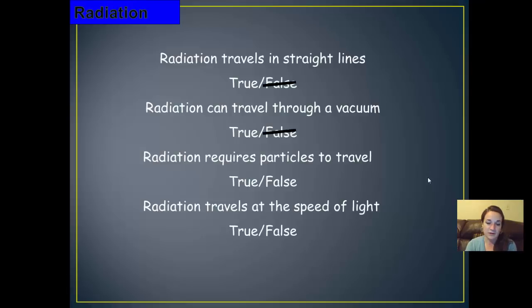Radiation requires particles to travel. We know that is false. It's because, again, no particles in space, we wouldn't be getting our heat from the sun if it needed particles to travel. Last one, radiation travels at the speed of light. Yes, that is true.